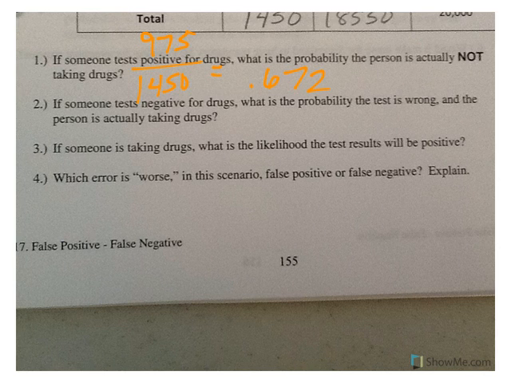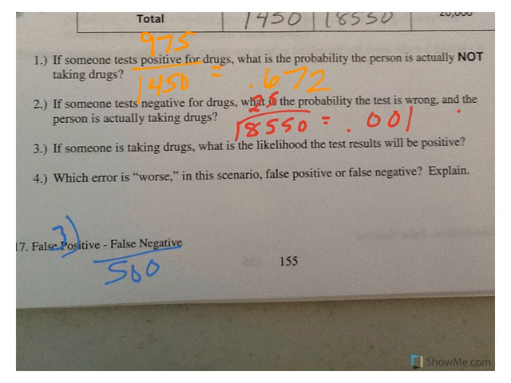If someone tests negative for drugs, denominator 18,550, what is the probability they are actually doing drugs? Well, that means your numerator would be 25, and you would get a 0.001, right? Very, very small probability for that to actually happen. Okay, if someone is taking drugs, so we know that, let's do this one down here. There are 500 people taking drugs. What's the likelihood the test results will be positive? Well, 475, and hopefully you knew before we even started that answer was 0.95, because that's the accuracy rate. If you're taking drugs, you will test positive 95% of the time.